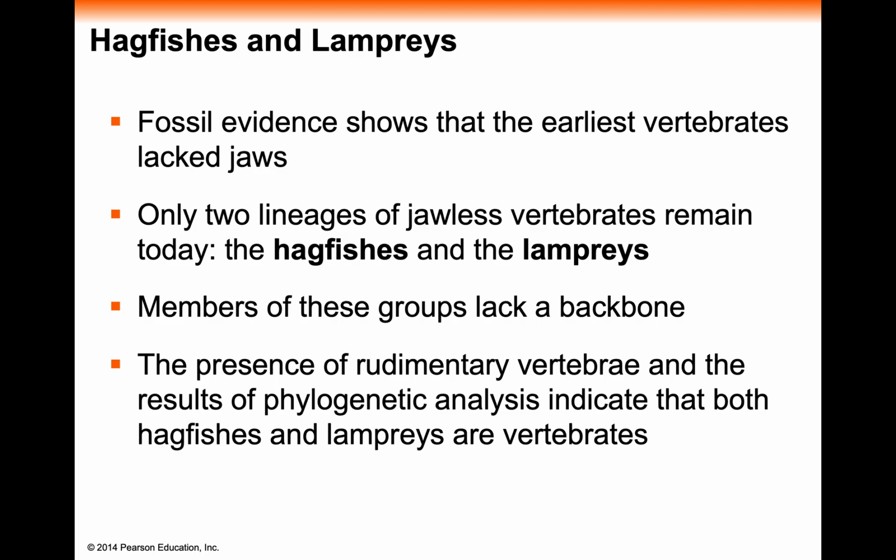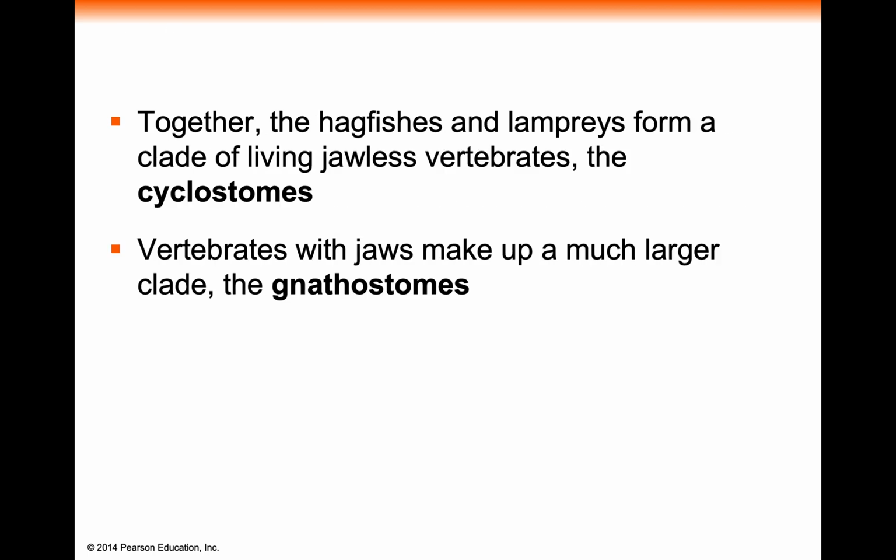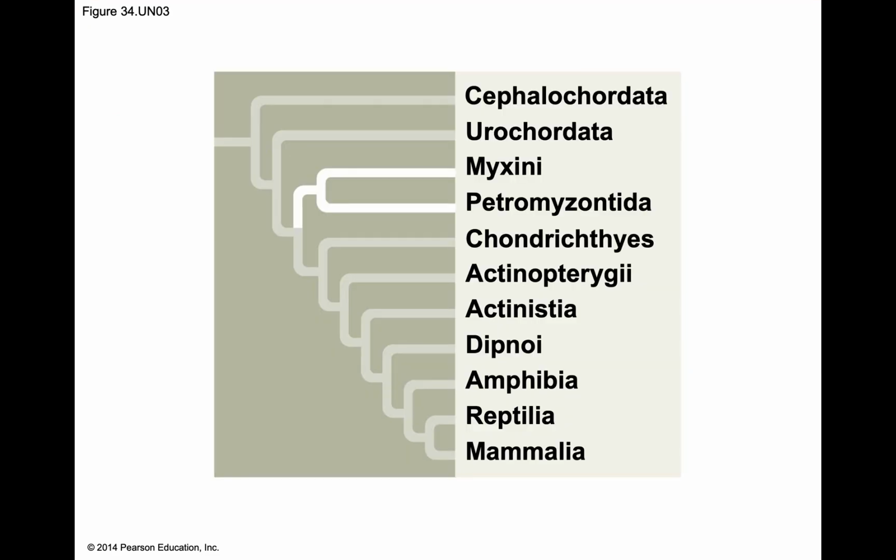Again, just basically looking at their genetic structure and seeing that they have almost like cartilage vertebrae surrounding that nerve cord. So together, the hagfishes and lampreys form a clade of living jawless vertebrates called the cyclostomes. Vertebrates with jaws make up a much larger clade called the gnathostomes. So just think of all the animals that you know that are vertebrates and have jaws, they're gnathostomes. So technically, we're gnathostomes. Gnath comes from the root word for jaw.